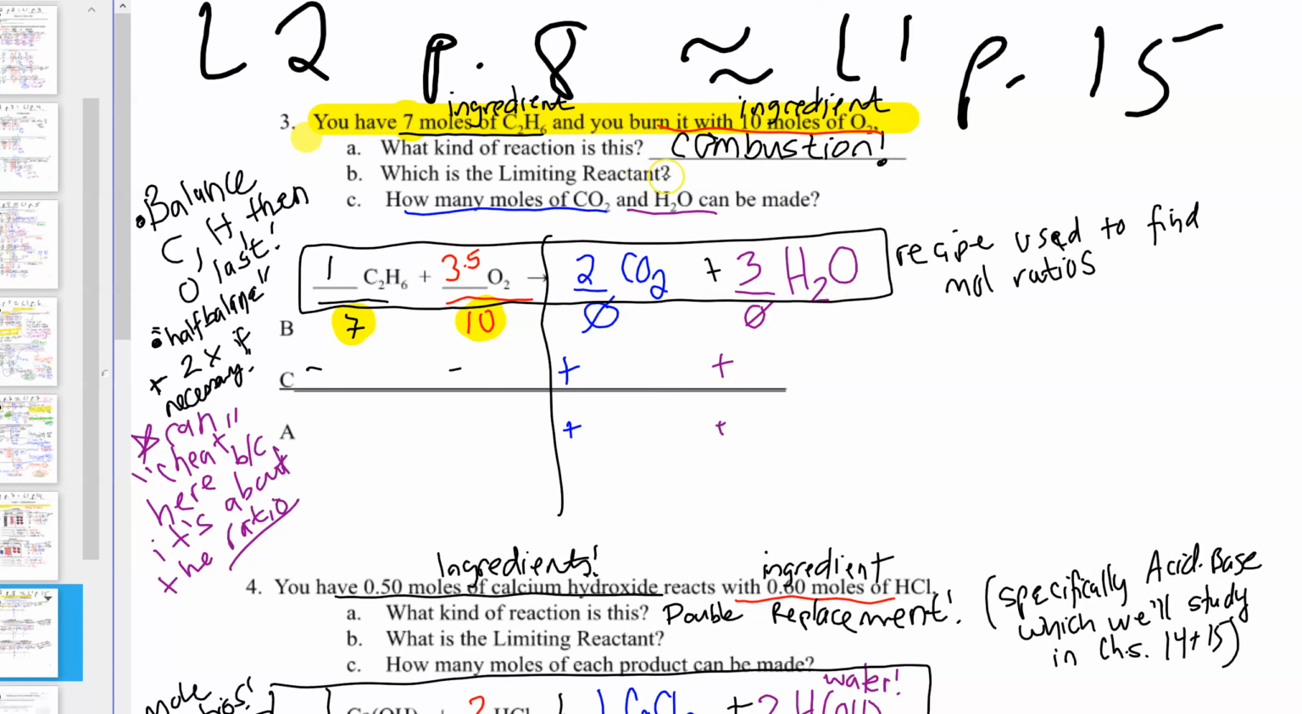We're asked to find out the limiting and how many moles of each of the products we can make. So first thing is we have to predict those products, CO2 and H2O, and then balance it. Remember, the easiest way is to balance C, then H, then O last. We have the little trick. We can half balance if we need to.